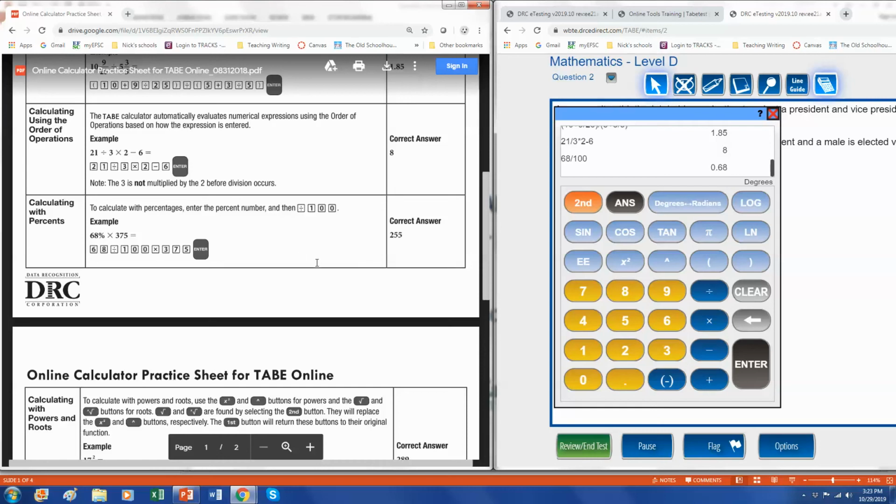All right. So then we would take 68 divided by 100. Oops. And we would multiply that by 375. And we would get our correct answer of 255, which is correct.